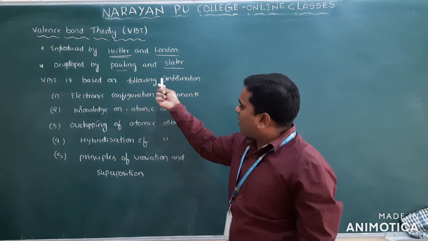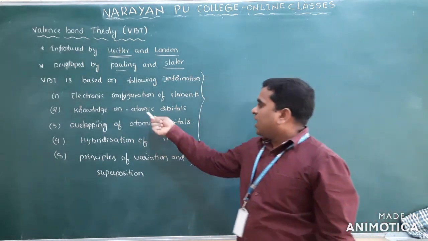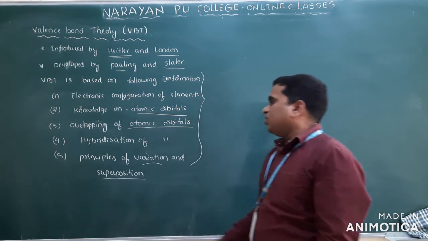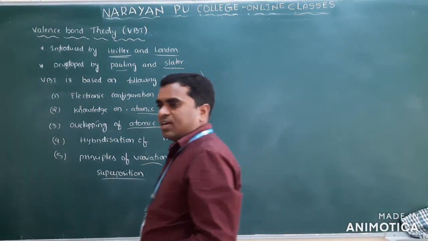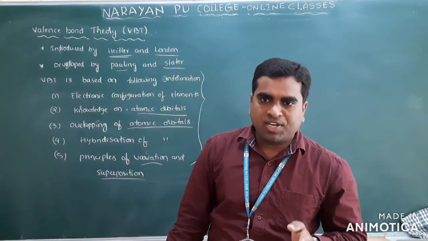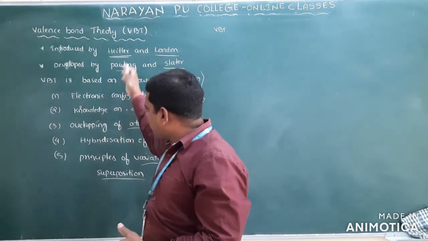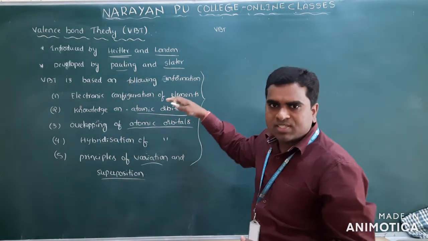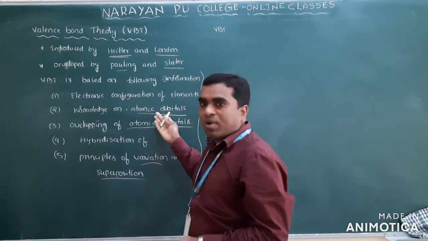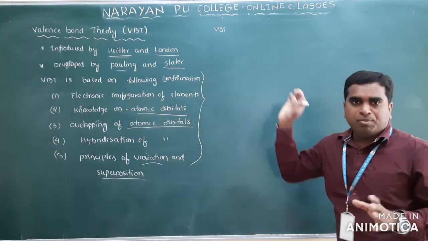Valence bond theory is based upon these five pieces of information. What is the first one? Electronic configuration, atomic orbitals, then overlapping of atomic orbitals, hybridization of atomic orbitals, variation and superposition. First we will discuss valence bond theory in terms of energy consideration. Put the heading. First I will explain everything together here, and finally, after explaining VBT in terms of energy and VBT in terms of orbital overlapping, I will give the main postulates of VBT.